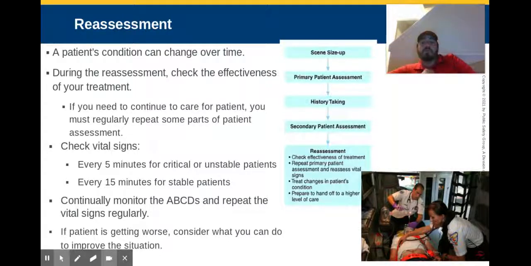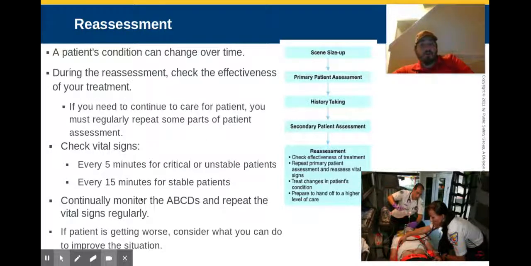All right, so finally our last part here is the reassessment, or the ongoing assessment, we call it. It's just important to remember that a patient's condition can and will change over time. During reassessment, we're going to check how well our treatment worked, especially if it's an injury. Do we need to splint anything? Do we need to fix or change anything?